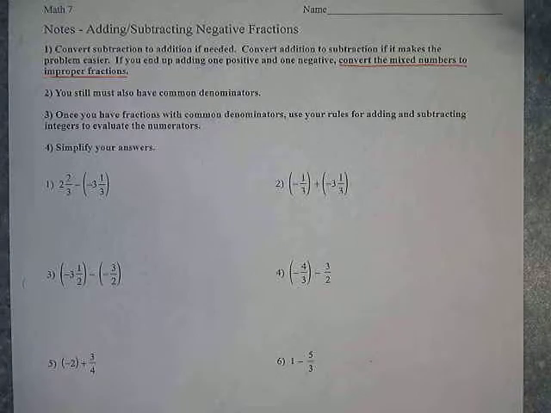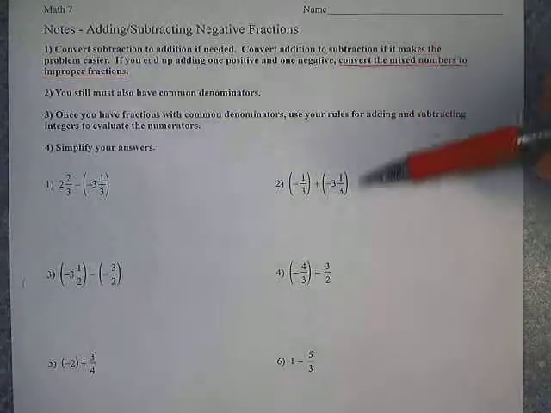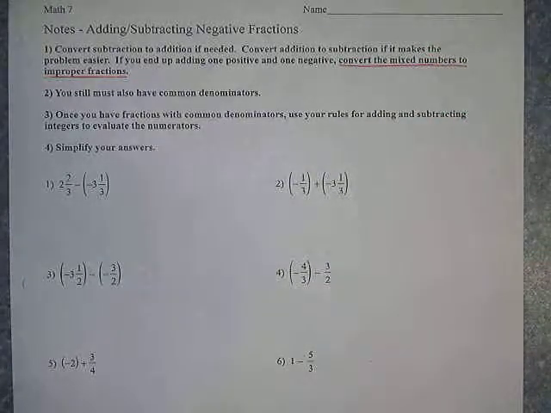So number two, you must still have common denominators. So no matter what, we're always going to have to get common denominators. If we don't start with common denominators, then we're going to have to go find them. All right, number three, once you have fractions with common denominators, you're going to use your rules for adding and subtracting integers to evaluate the numerators.